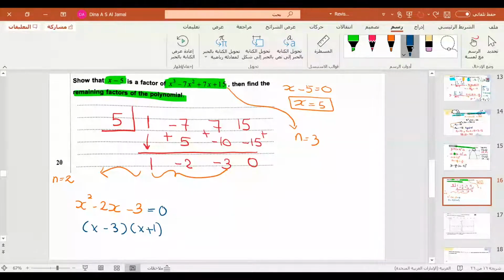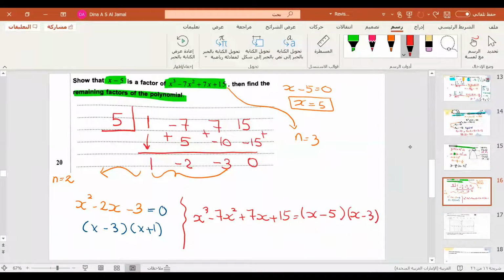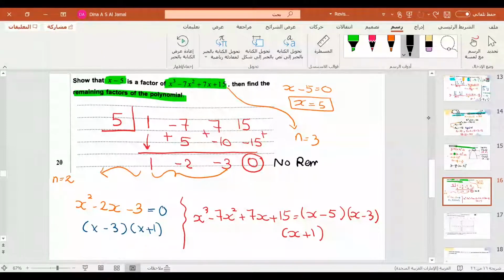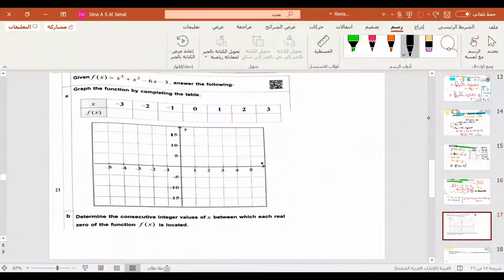So now let's write your answer. So your x cubed minus 7x squared plus 7x plus 15, and this is your remainder theorem. You will be writing all the factors. So (x - 5) multiplied by (x - 3) multiplied by (x + 1), and you do not have any remainder, so you can just leave it as it is. No remainder. And this will prove that it is a factor because you do not have any remainder.